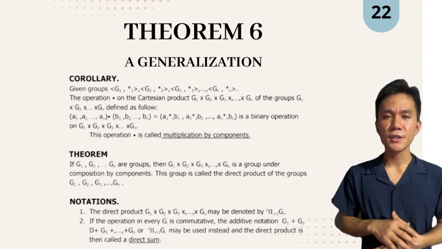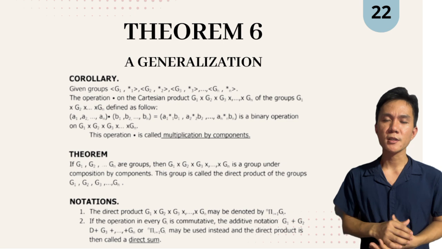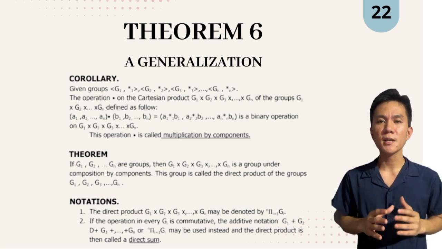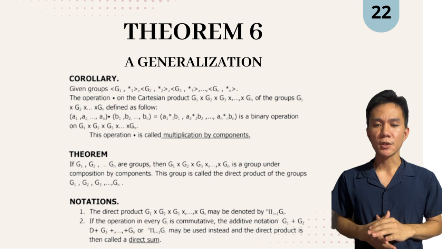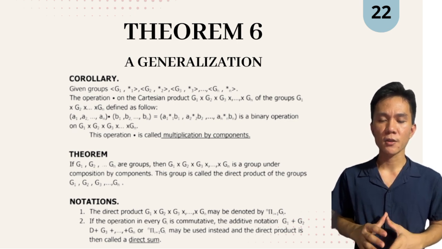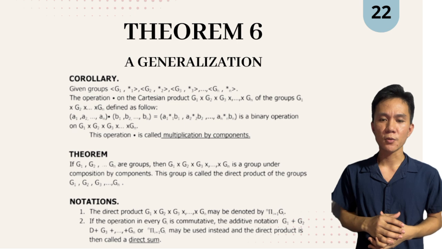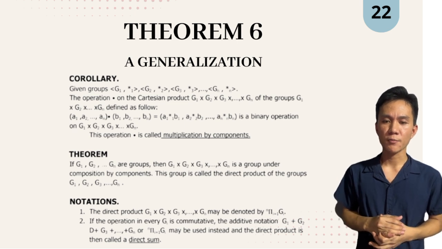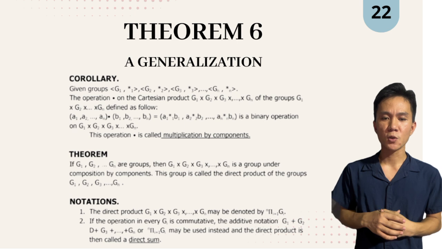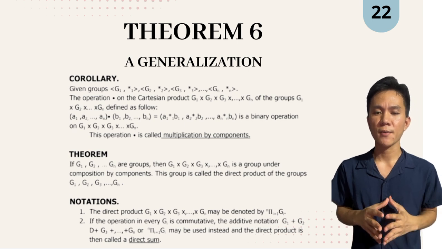Theorem: if G sub 1, G sub 2, and so on until G sub n are groups, then G sub 1 times G sub 2 times G sub 3 and so on until G sub n is a group under multiplication by components. This group is called the direct product of the groups G sub 1, G sub 2, G sub 3, and so on until G sub n.